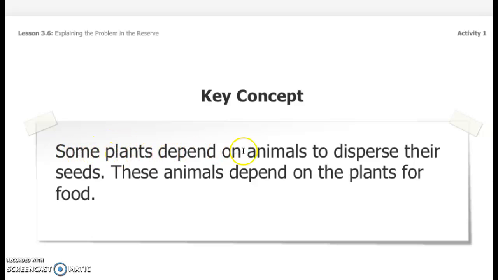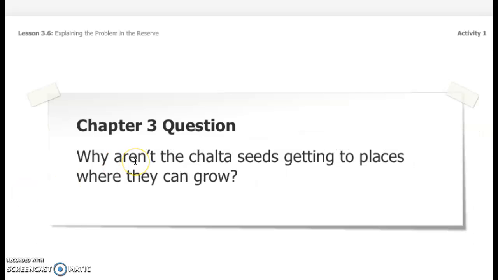Some plants depend on animals to disperse their seeds. These animals depend on plants for food. We have been working as plant scientists to explain what is happening with the chalta trees in the Bengal Tiger Reserve. Let's return to our problem in the reserve and see if we can explain what's happening there. So the chapter 3 question is, why aren't the chalta seeds getting to places where they can grow?